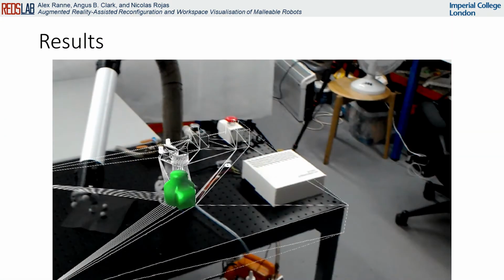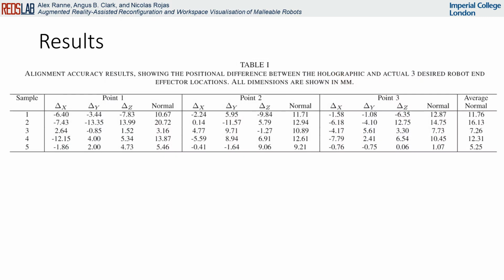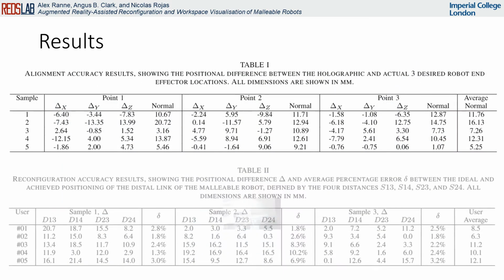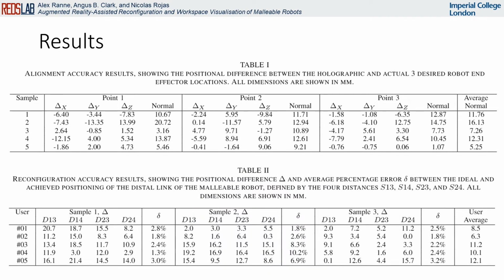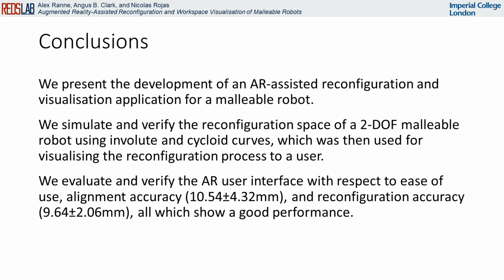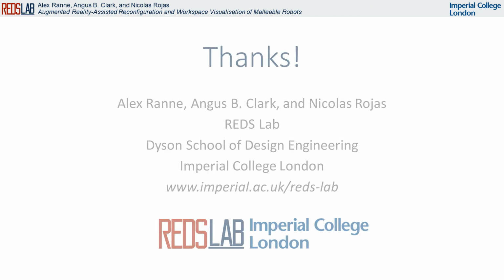We evaluate the ability to manually align the virtual and real-world anchor, and we evaluate the overall reconfiguration accuracy to the desired position. We also evaluate the task workload of the manual alignment. Results are good, with an anchor accuracy and reconfiguration accuracy of around 10 millimeters.